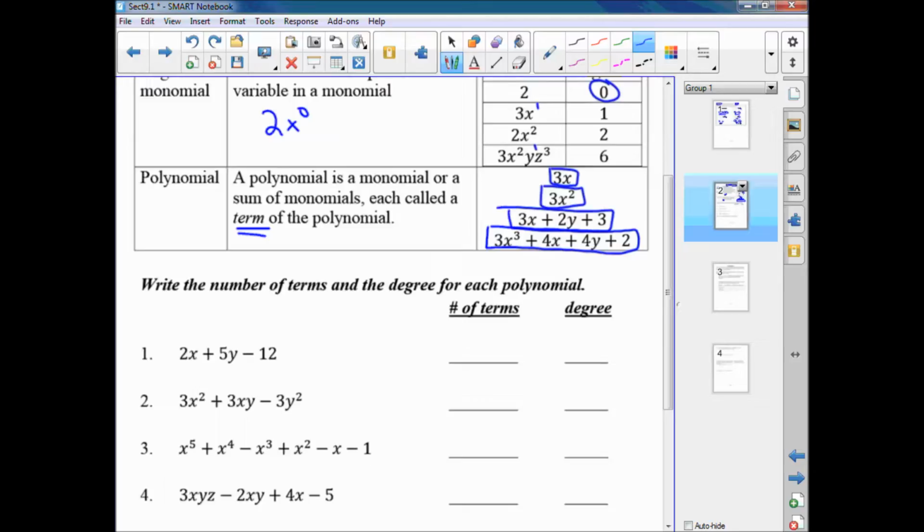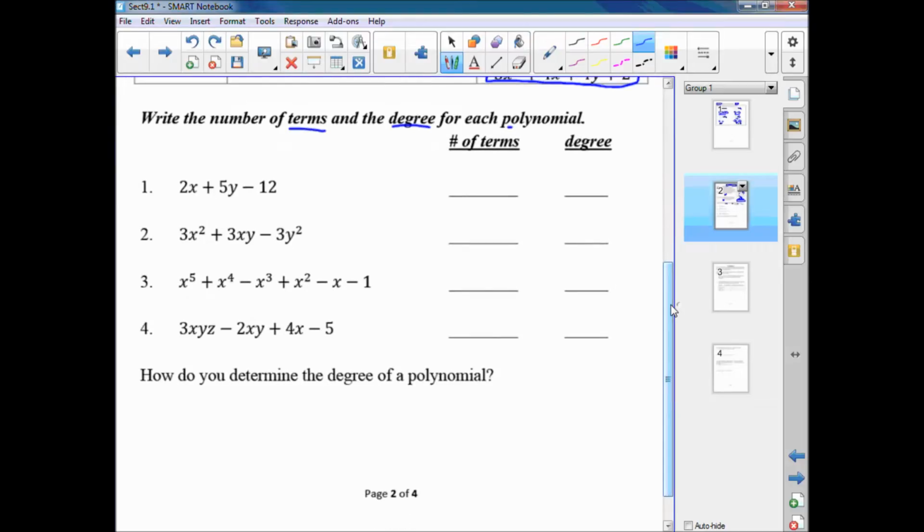Now a polynomial also has a degree. We're going to write the number of terms that each polynomial has, and we're going to write the degree of that polynomial. The degree of a polynomial works a little differently than the degree of a monomial. Let's do terms first, which is just review. Our terms here are 1 term, 2 terms, and 3 terms. Our terms are 2x, 5y, and negative 12. That's because this is separated by plus a negative, so this really is adding, and the term is negative 12. So there are 3 terms here.